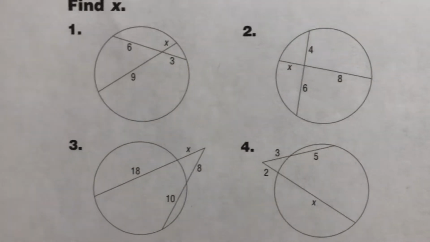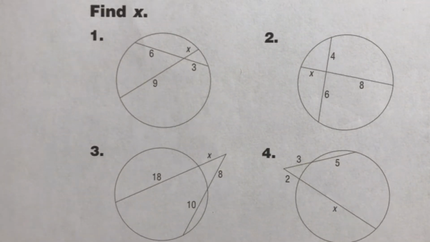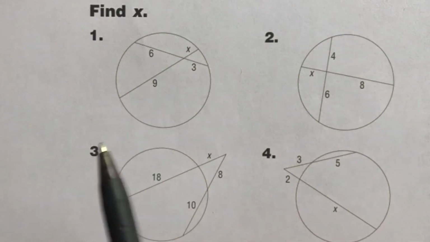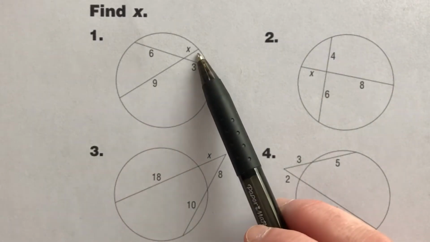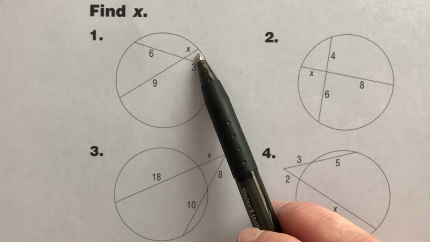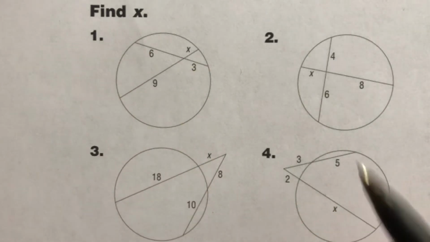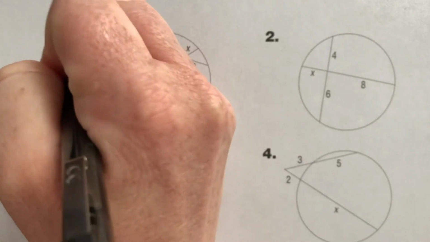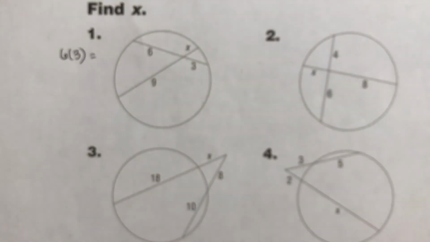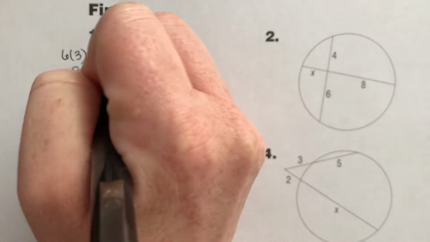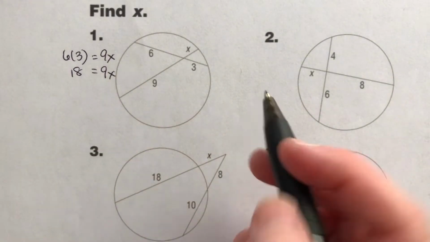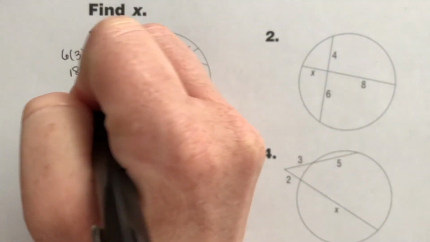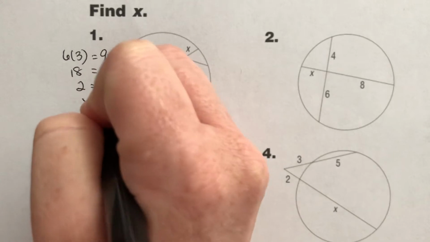Okay, so for the first 2 here, for number 1, we're solving for X. Remember, whenever we have chords or secant lines in a circle that intersect inside the circle, we multiply the 2 segments of one chord, and that should be equal to the product of the 2 segments of the other chord. So 6 times 3 should be equal to 9 times X. 6 times 3 is 18. I need to get X alone, so I'm going to divide both sides of the equal sign by 9. 18 divided by 9 is 2. So here X equals 2.